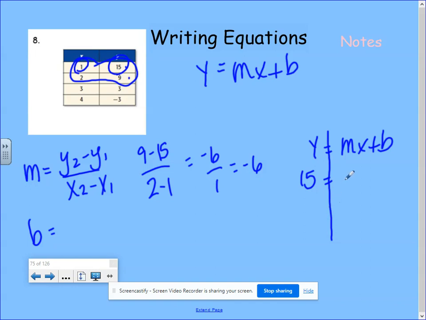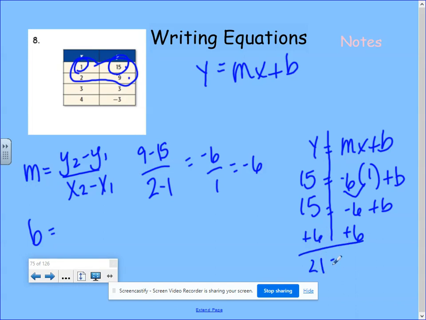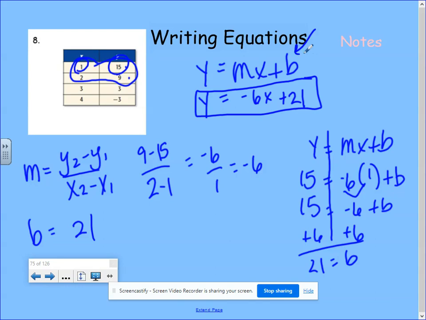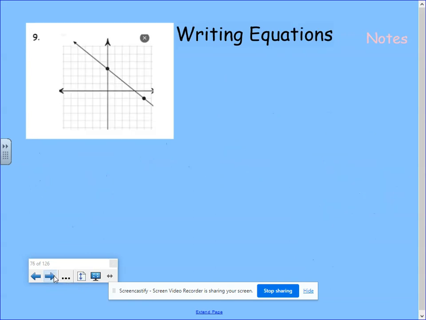So I'm going to put the 15 in the y spot, the -6 in the m spot, the 1 in the x spot, and then plus b. Remember, we have to simplify first before we start solving, and then I'm going to add 6 to both sides. 21 equals b, game over. Y equals -6x plus 21. So again, here's how you win the game. This is what we need to find. This is a very important strategy to find the letter b. And if we know that, we are never going to lose this game.